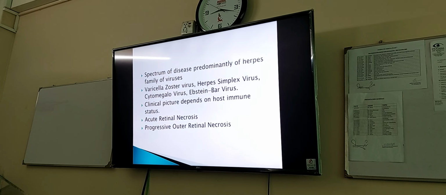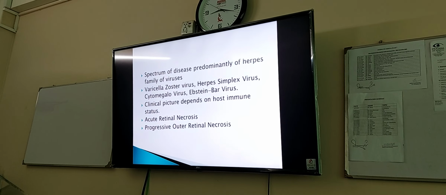And this is a picture of the granular form, in which more peripheral retina is involved, hemorrhages are less, and the edema is less. There is also a subvariety which is called frosted branch angiitis. It's a picture of that variety in which there is perivascular sheathing. Again, in this case, the diagnosis is clinical in immunosuppressed individuals.